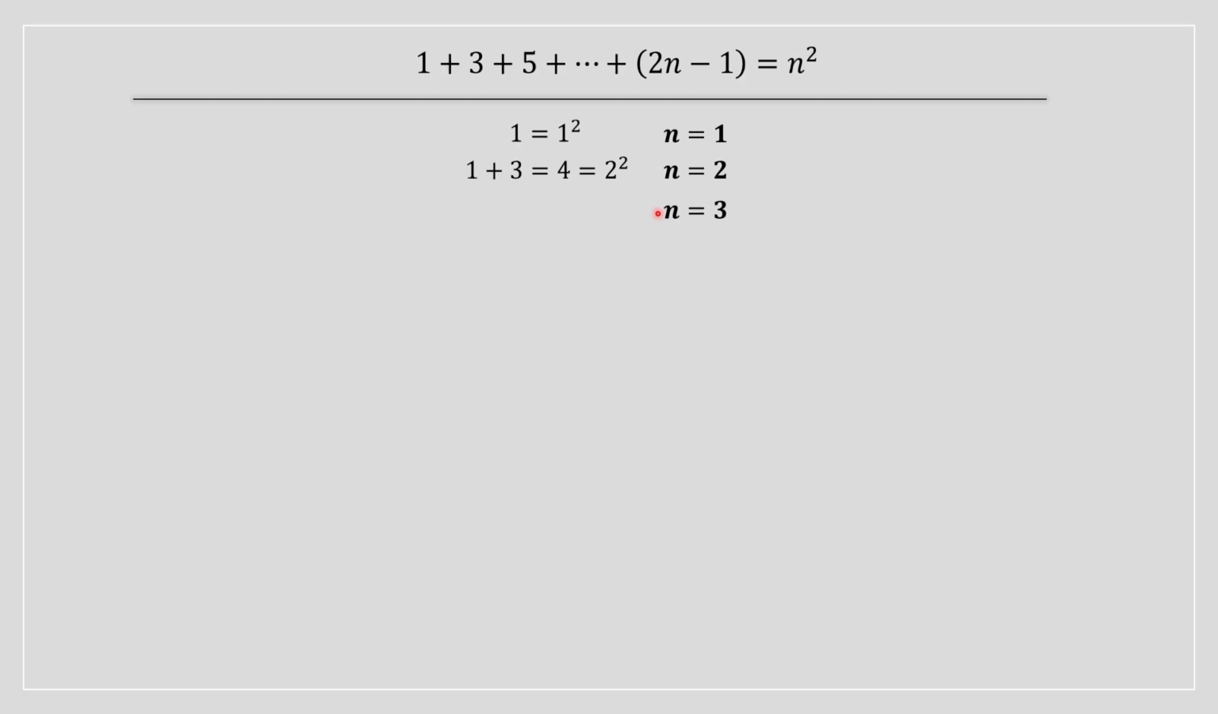And we can continue this trend as n is equal to 3. And as n is equal to 3, you are supposed to end up with 9, because 3 squared is equal to 9. And what's the third term in this case? It's 1 plus 3 plus 5. It ends at 5. So you are going to have 1 plus 3 plus 5 is equal to 9.